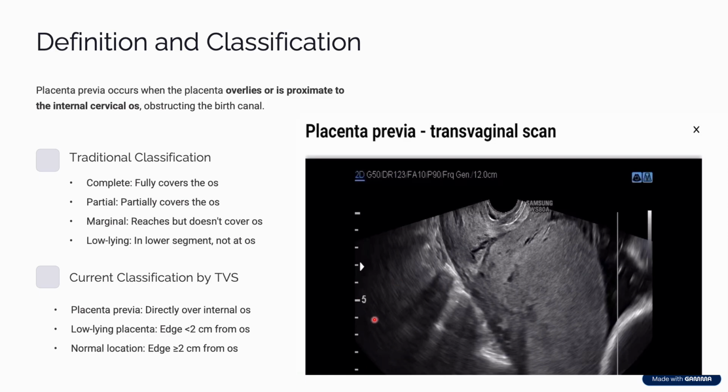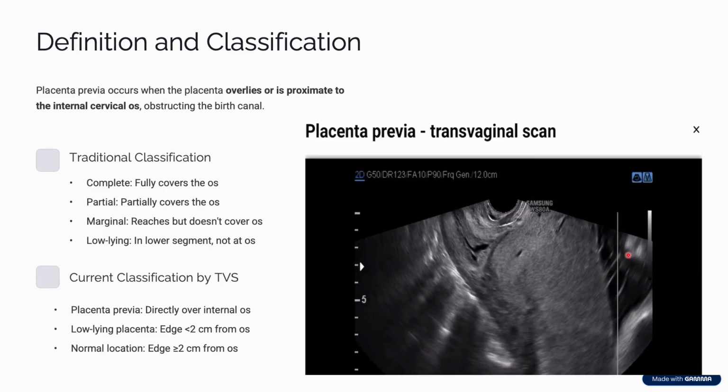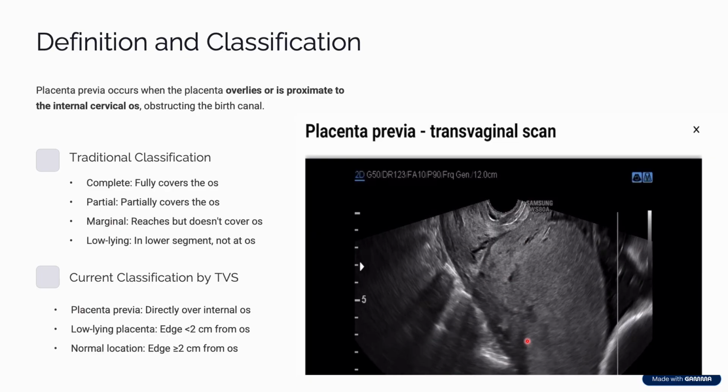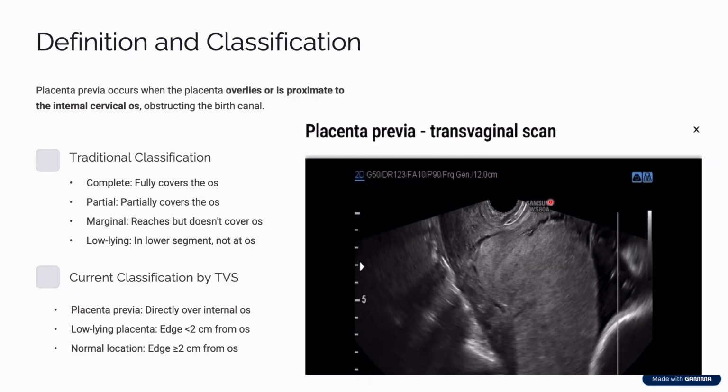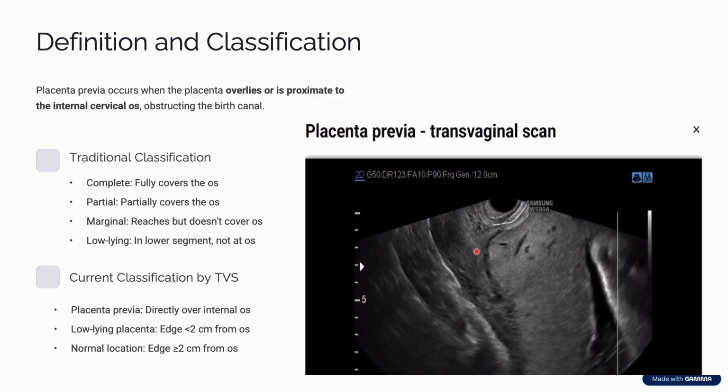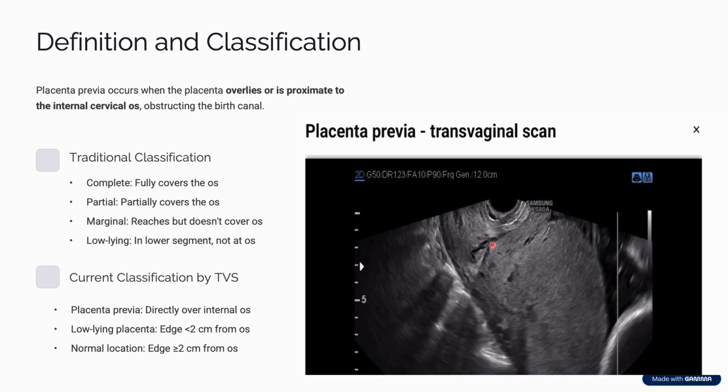Let's look at the video a little bit. So this is the whole placenta, and you can see the cervix here, so it's covering the os. This is placenta previa.